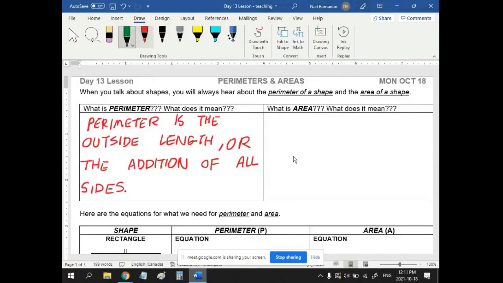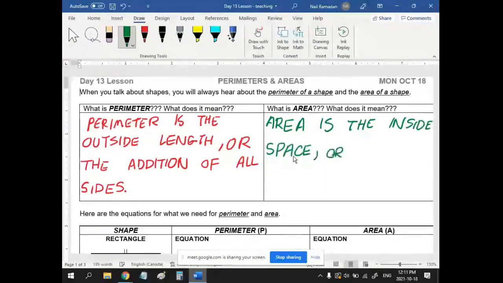Area is the, now we can't say outside, now we have to say the what? The inside space. Or we can say what? The size of the region. The size of the region.